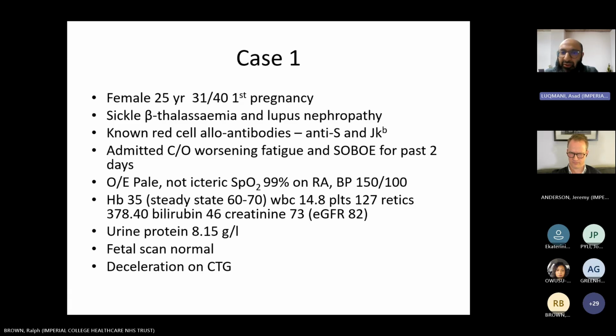So maybe just open it up to people who are listening on the call. What do people feel this presentation could be due to, and what further investigations would you like to do?